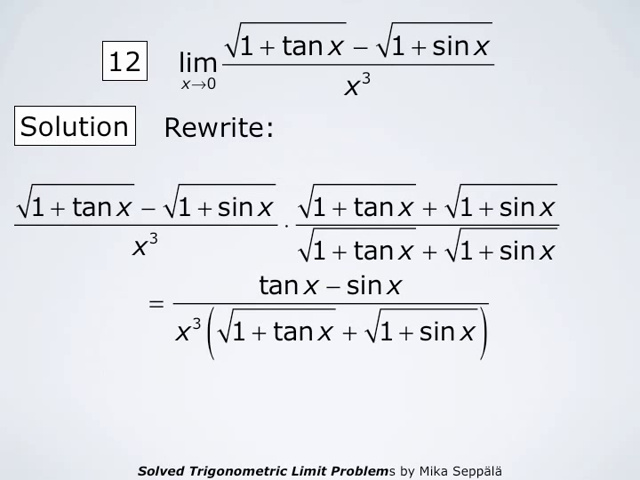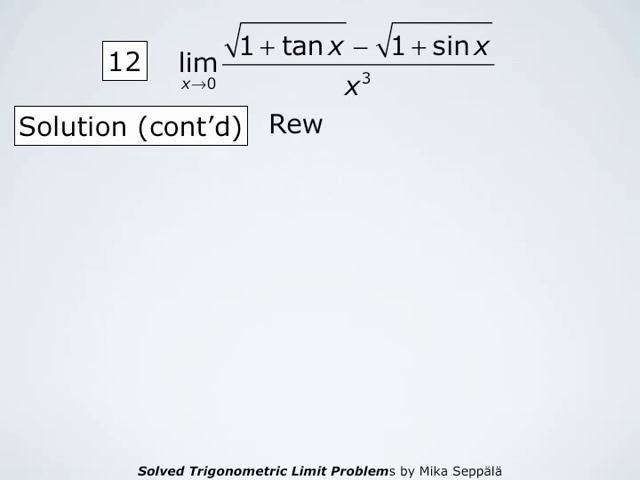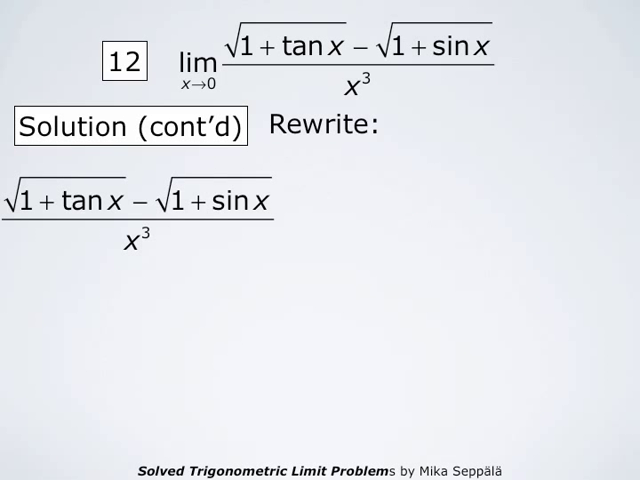Tangent of x is sine of x divided by cosine of x. So we have that the original expression for which the limit has to be computed is sine of x divided by cosine of x minus sine of x, and that difference divided by x cubed times the sum of the square root of 1 plus tangent of x and the square root of 1 plus sine x. So this is our rewriting.